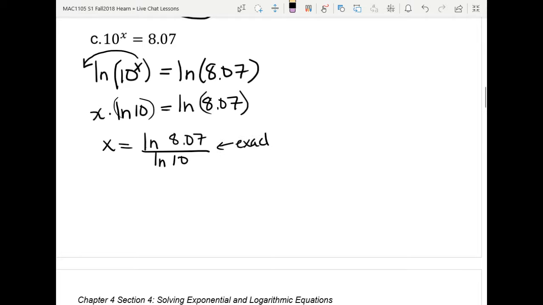And a lot of times people get confused. They think that this can't possibly be the exact solution, that it has to look like a decimal, but that's just not true. This is the only way to write it exactly. And then you can approximate it, and we were asked to do so in this problem to 2 decimal places by plugging it into a calculator.